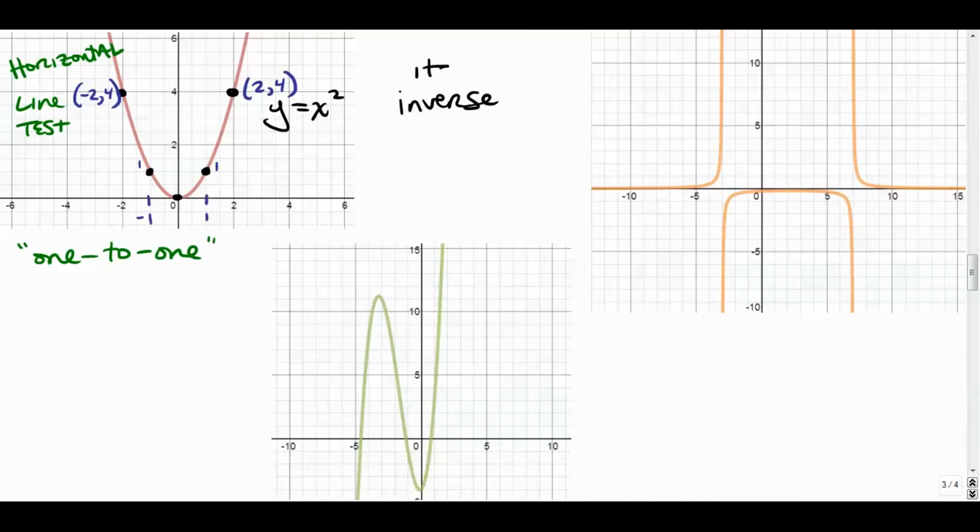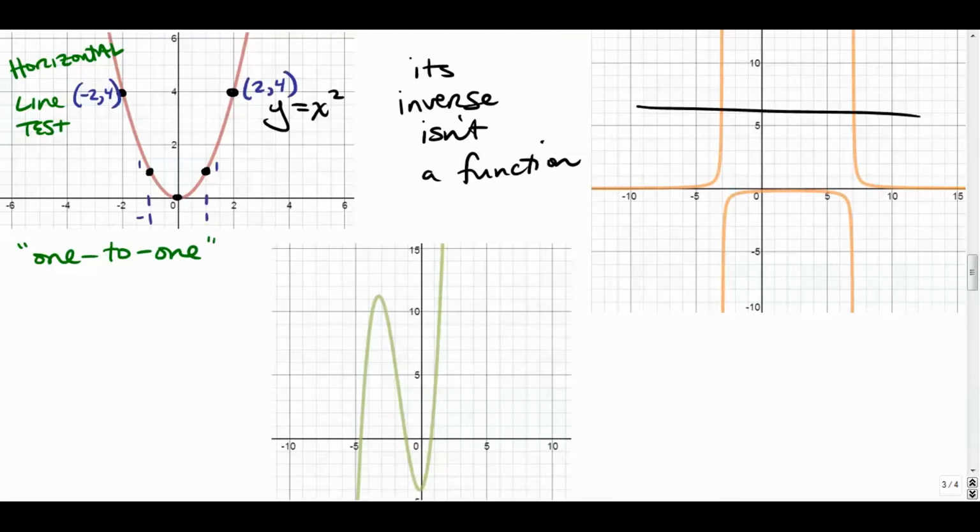Its inverse isn't a function. If you replaced all these values, its inverse would not pass the vertical line test.